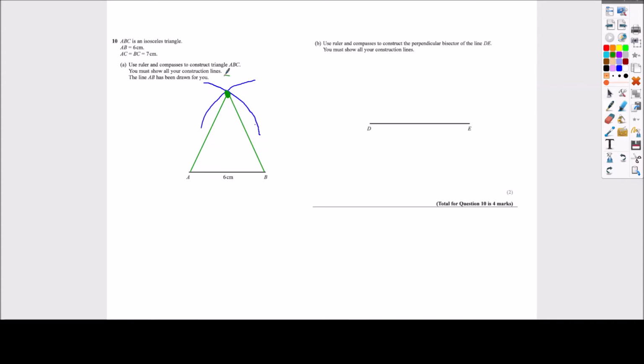A to B to C, and let's just double check. A to B is 6, yes, that was given. A to C is 7, yes, and B to C is 7.